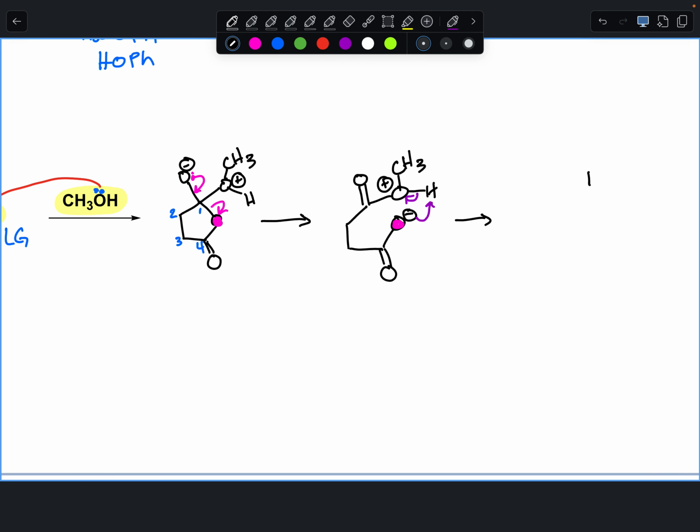Okay. So in the base catalyzed reaction, I want to stress we're under basic conditions, which means there's going to be no positive charges. Okay, no positive charges when you have a base around.